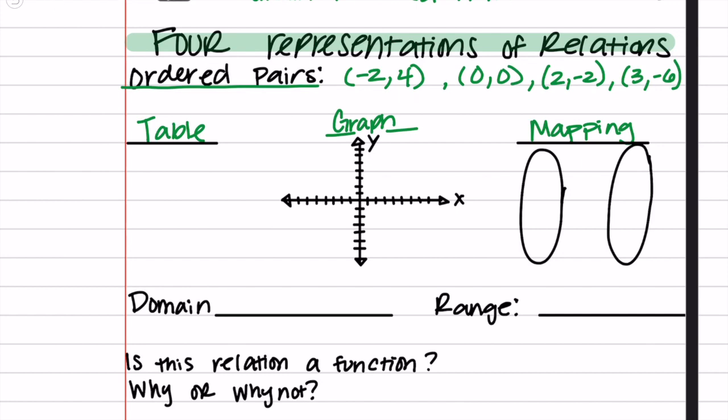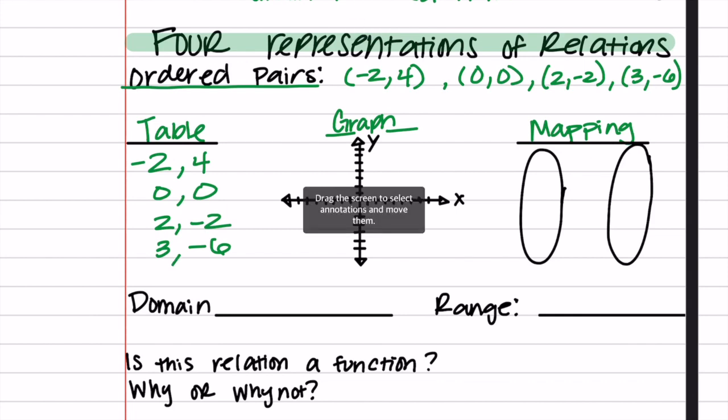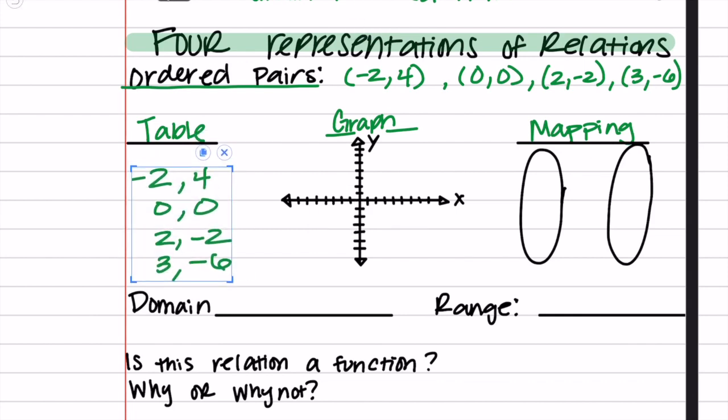So I'm going to take them and I'm going to write them under my table. I'm just going to line them up using the commas. Hold on, give me 1 second. I'm struggling a little. There we go. Okay, so -2, comma 4, 0, comma 0, 2, comma -2, and 3, comma -6. And I'm going to move this down a little bit just so we have room.